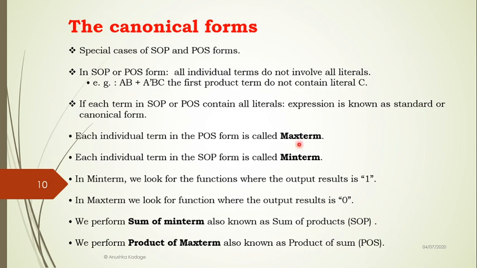In sum of product or product of sum form, all individual terms do not involve all literals. What is the meaning of this? Let's check this Boolean expression. In this Boolean expression, we have two terms involved. One is AB and another one is A dash BC. So in a given Boolean function, there may be a number of terms involved, but in each of those terms, every individual literal will not be present.